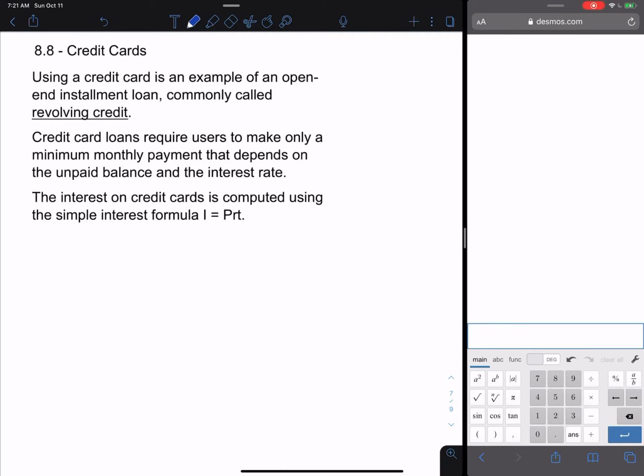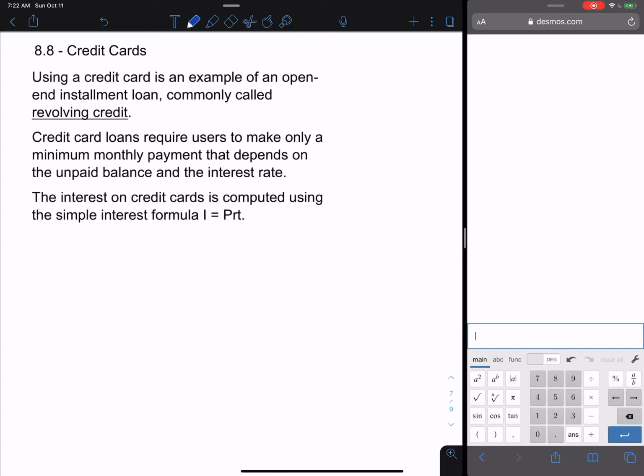Let's look at another example where we can use that payment formula, and that's credit cards. Using a credit card is an example of an open-end installment loan, commonly called revolving credit. Credit card loans require users to make only a minimum monthly payment that depends on the unpaid balance and the interest rate. The interest on credit cards is actually computed using the simple interest formula, I equals PRT.